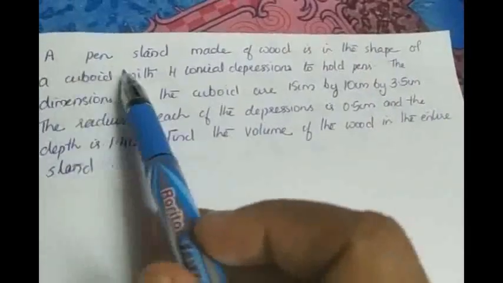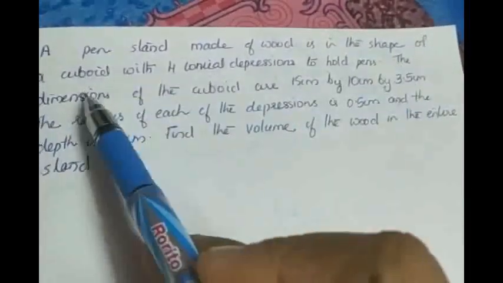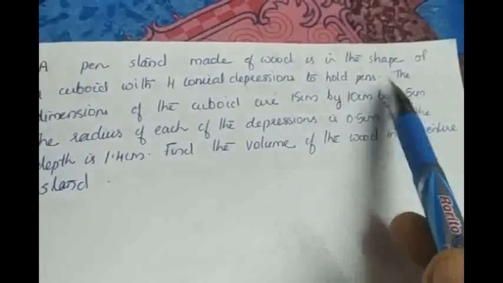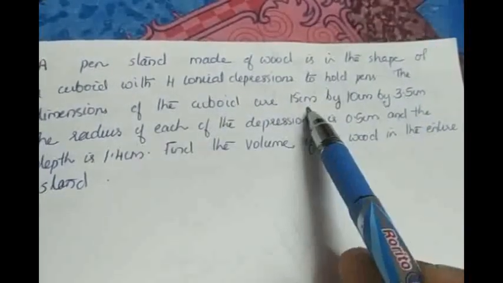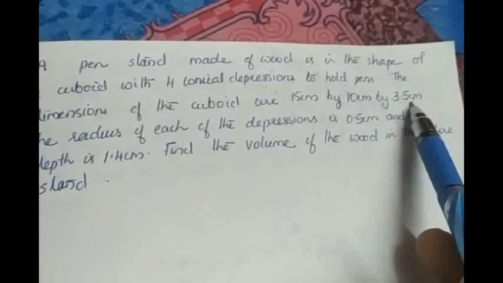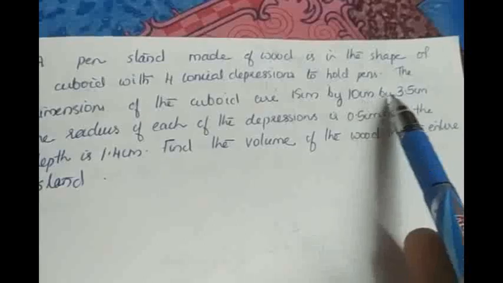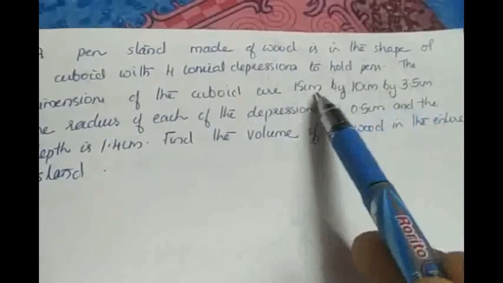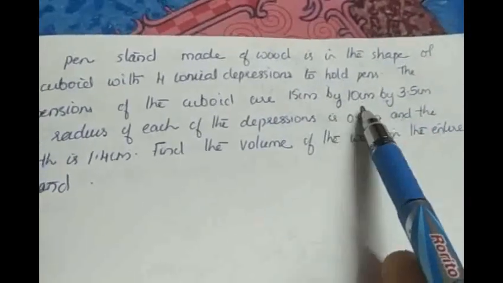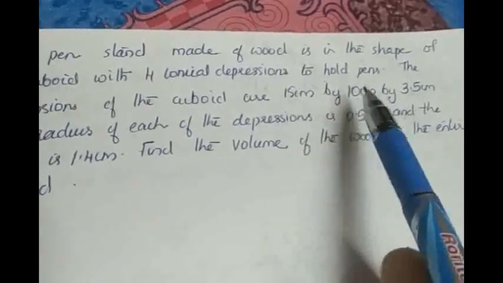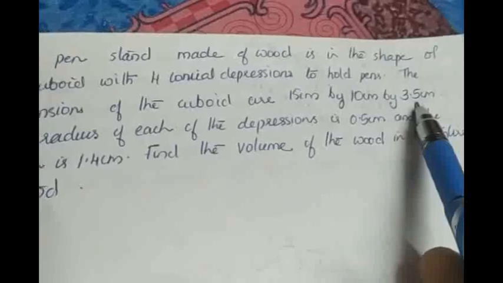The next one, a pen stand made of wood is in the shape of a cuboid with 4 conical depressions to hold pens. The dimensions of the cuboid are 15 cm by 10 cm by 3.5 cm. By 15 cm by 10 cm by 3.5 cm means length is 15 cm, breadth is 10 cm and height is 3.5. Okay, length 15, breadth 10 and height 3.5.